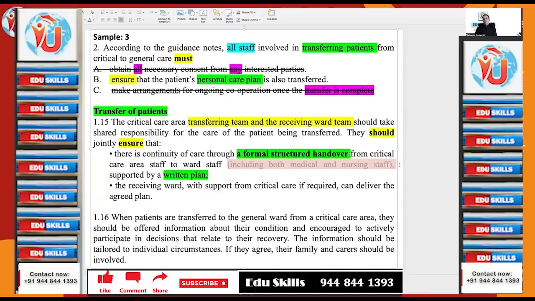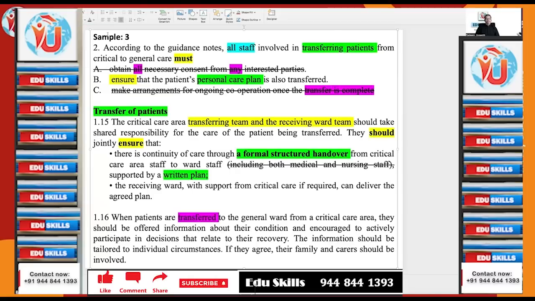Here you can eliminate this, ignore the subject complements so you can save time. Ward staff supported by a written plan. A formal structured handover, a written plan is equivalent to a personal care plan. So now coming to this second paragraph, when patients are transferred, what does it mean? After transfer.